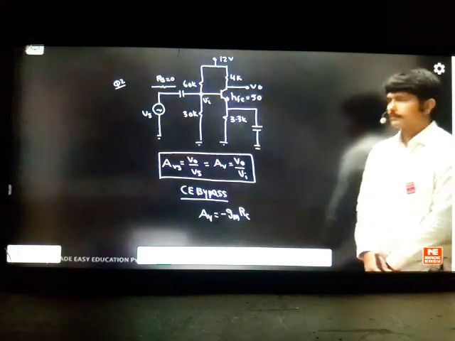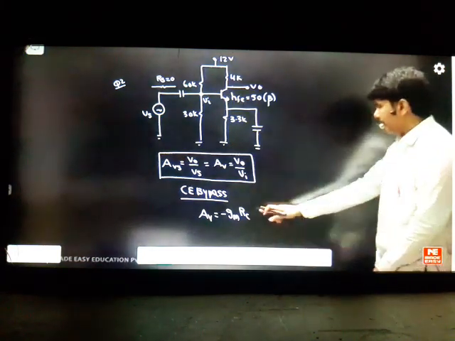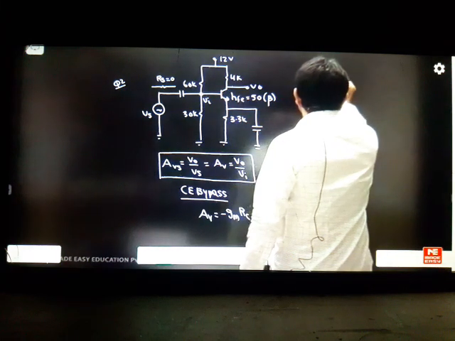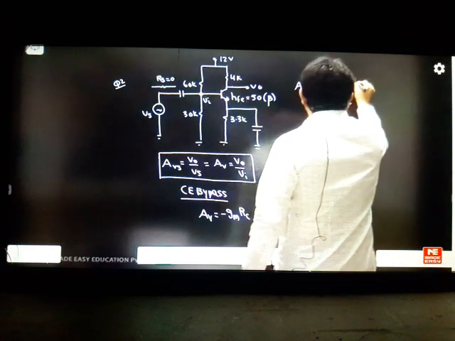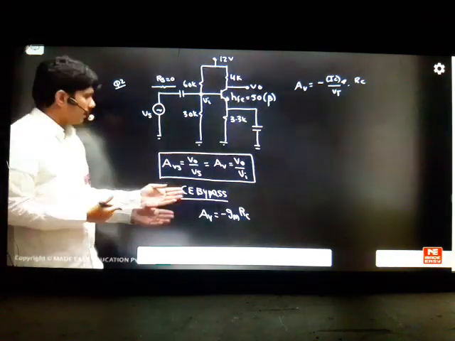HFE has given 50 here in the problem, but HFE can also be called beta only. So if you write the gain formula, Gm is nothing but ICQ divided by Vt, which is the reverse of dynamic resistance, into RC. I think this will solve the problem. I've not taken much time. The problem is completed, I just understood the concepts.